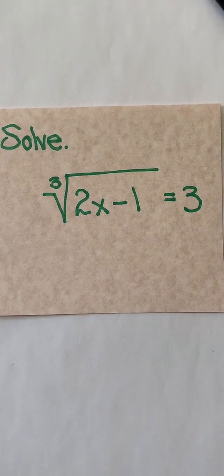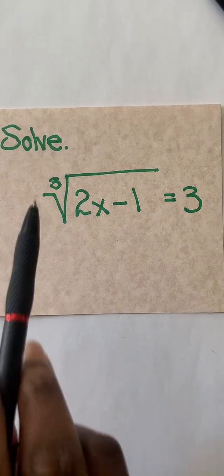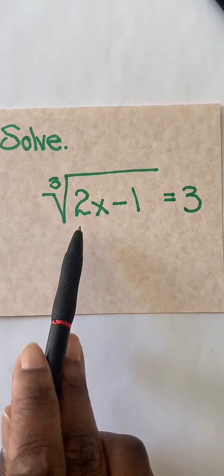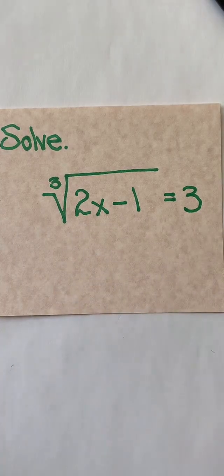Okay. So we're solving. We have the cube root of 2x minus 1 equals 3. What is the value of x?